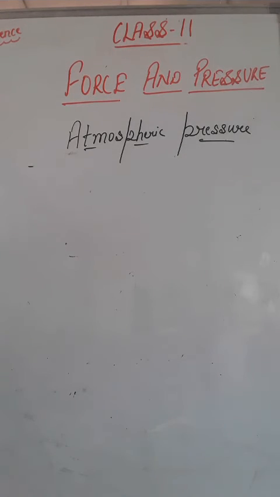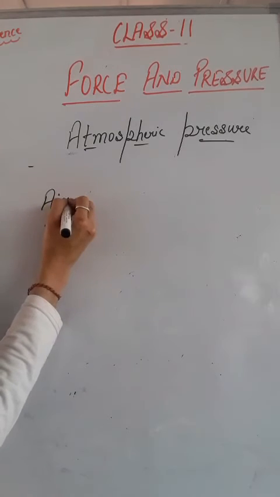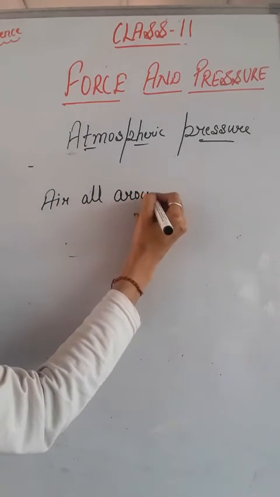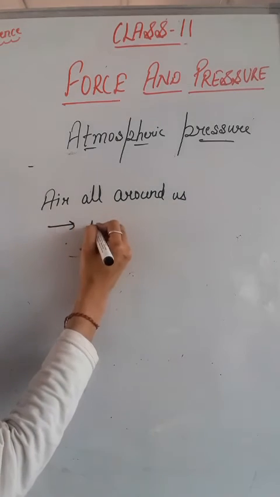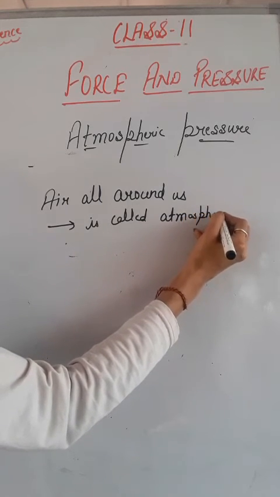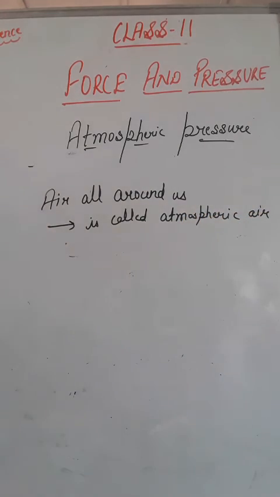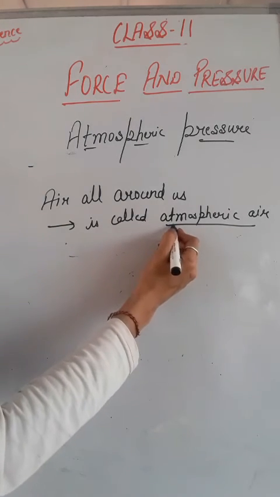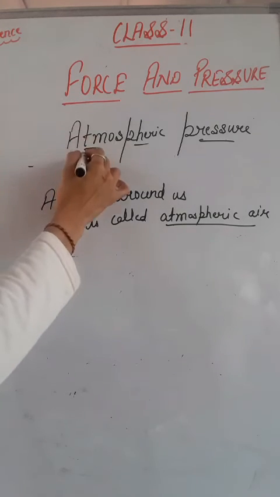One is atmospheric pressure. You know that there is air all around us, and the air all around us is called atmospheric air. This atmospheric air extends up to many kilometers above the surface of the earth, and the pressure exerted by this atmospheric air is known as atmospheric pressure.